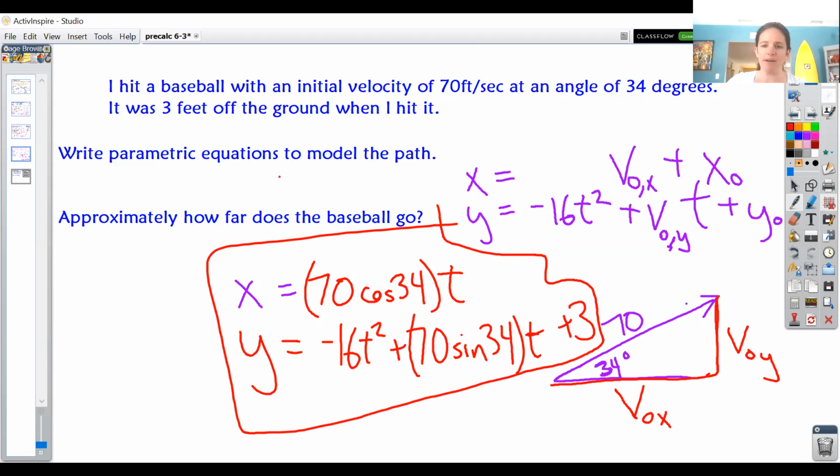Then, if I want to find out how far the baseball goes, approximately, because we're going to be using trace, this is one of just a few times we're going to use trace on the calculator. I can type this in parametric mode, and then I can just trace along the curve until I can get to 0. So I'm going to show you this. The first thing to do is go to mode, remember, and change down to parametric mode.